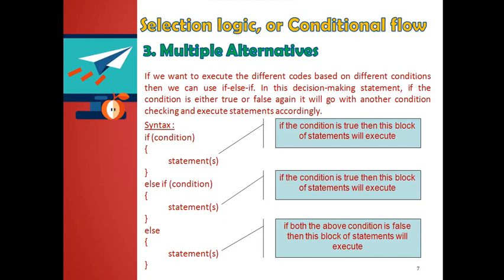So in this video we saw all three kinds of alternatives of selection, logic, or conditional flow. In our next video we are going to learn the looping structure. Okay, thank you.